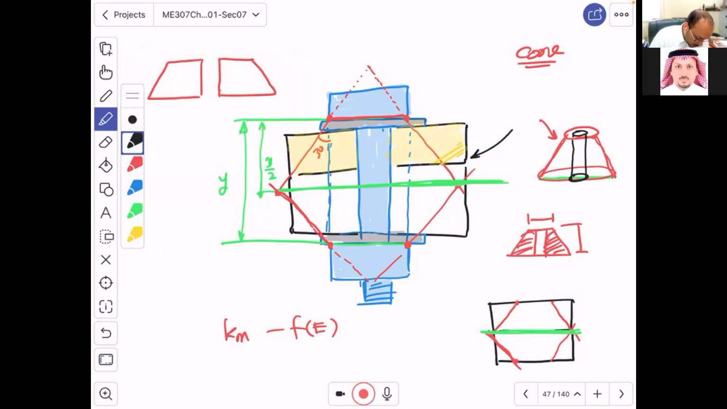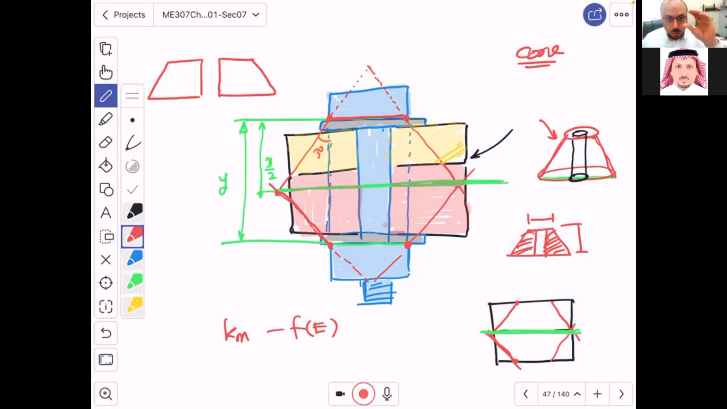Let me make it maybe red, okay? So this is the other one. This is the other member. Now, ya shabab, I'm gonna tell you this. Mathematically, the math for this problem was established for one single frustum.